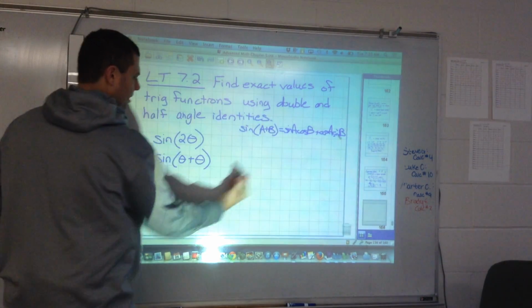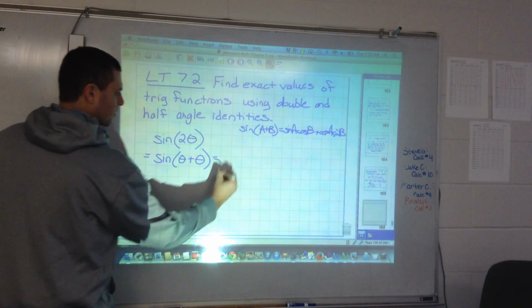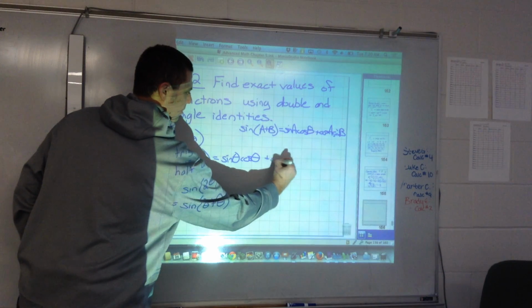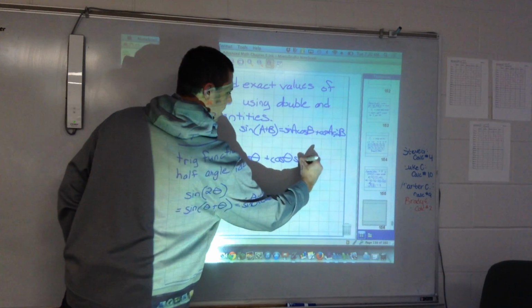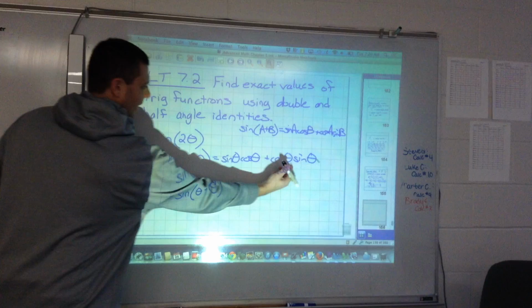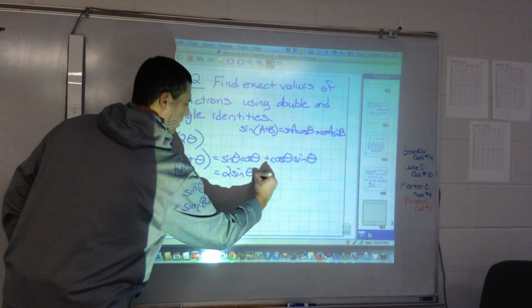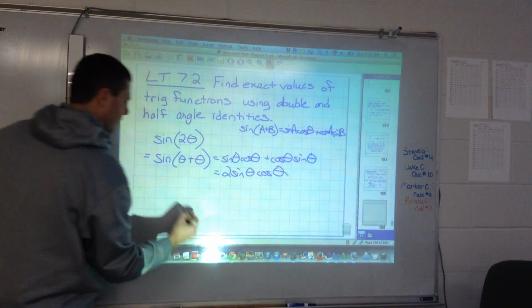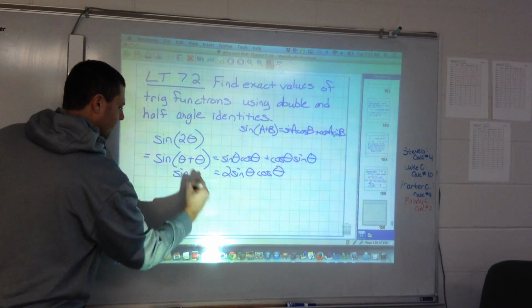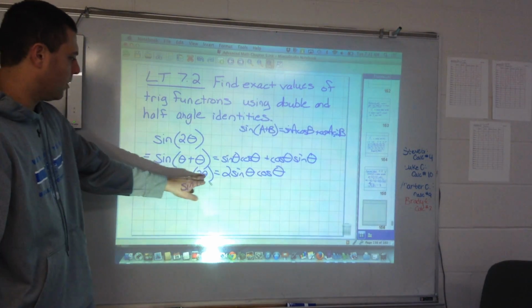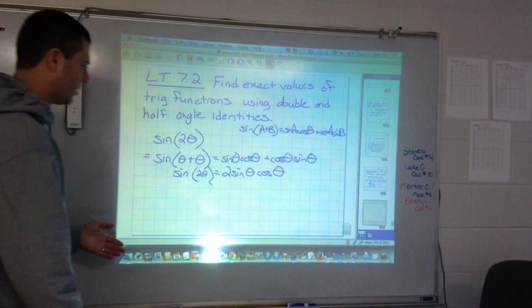So using that identity, but with thetas, this will equal the sine of theta times the cosine of theta plus the cosine of theta times the sine of theta. Those are like terms. Add them together. 2 sine theta cosine theta. There is your identity for the sine of the double angle. So the sine of the double angle equals 2 sine theta cosine theta.